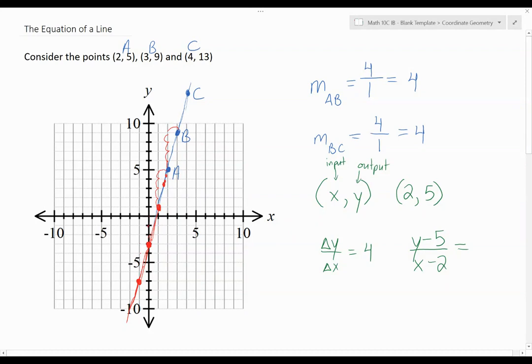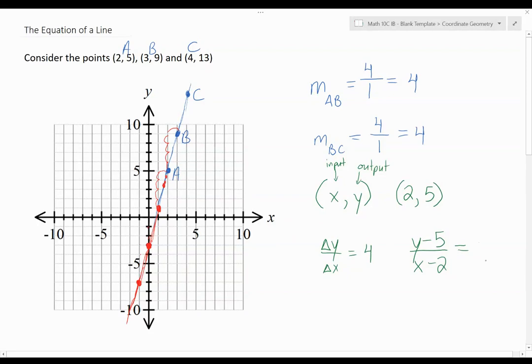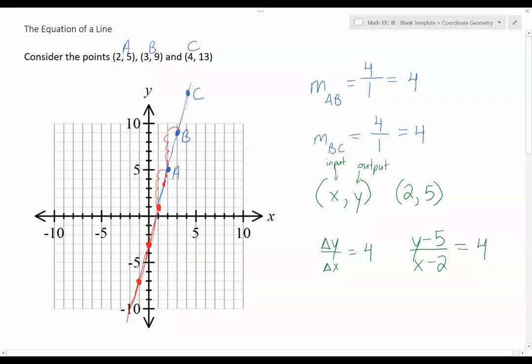If I've always started with the point x, y, I have to start with that point. If I've always started with the point 2, 5, I have to start with that point. And these would have to equal 4. So technically what I've got here is an equation that represents this line.